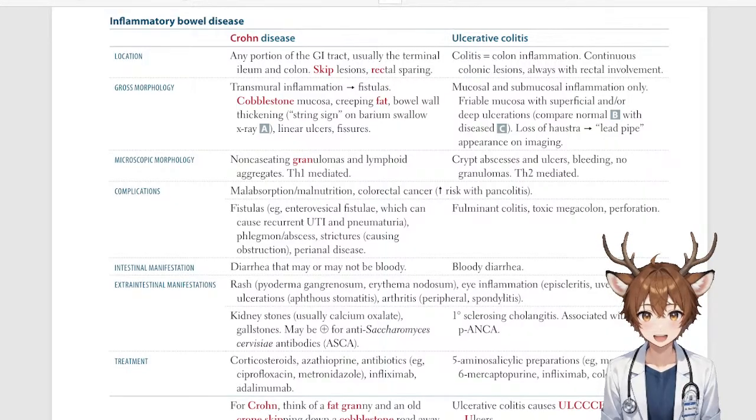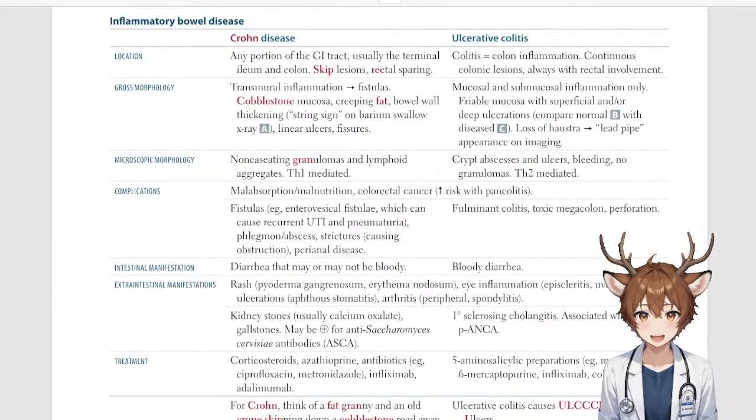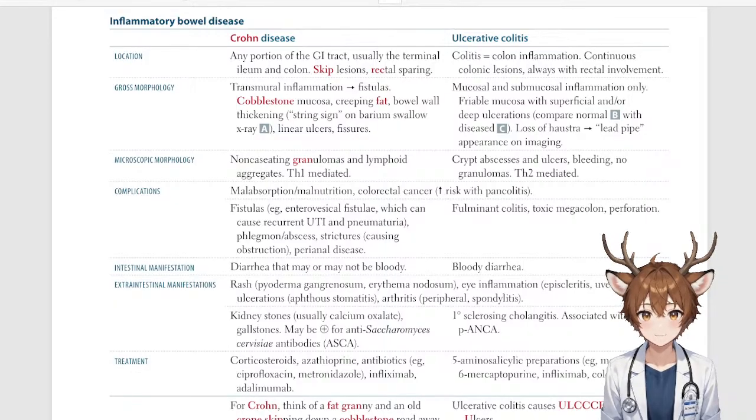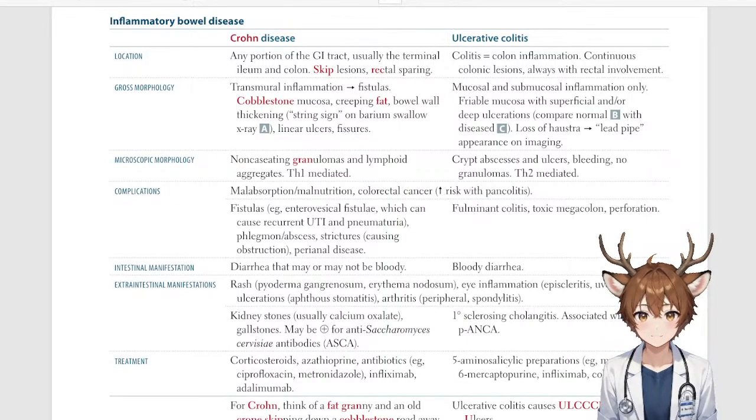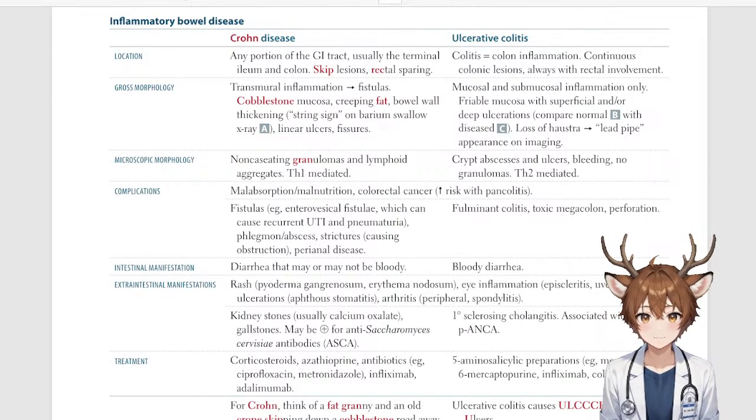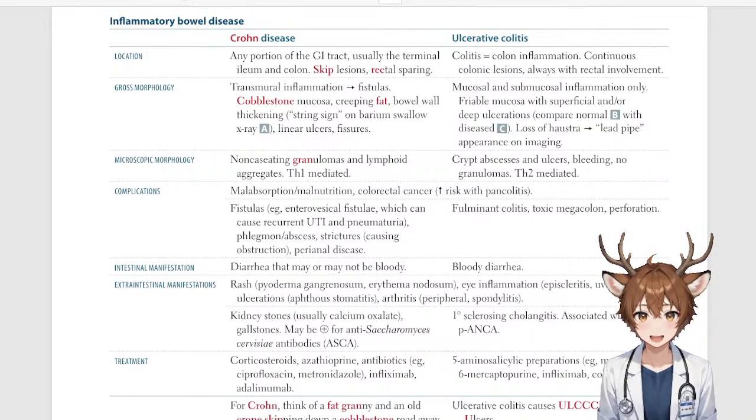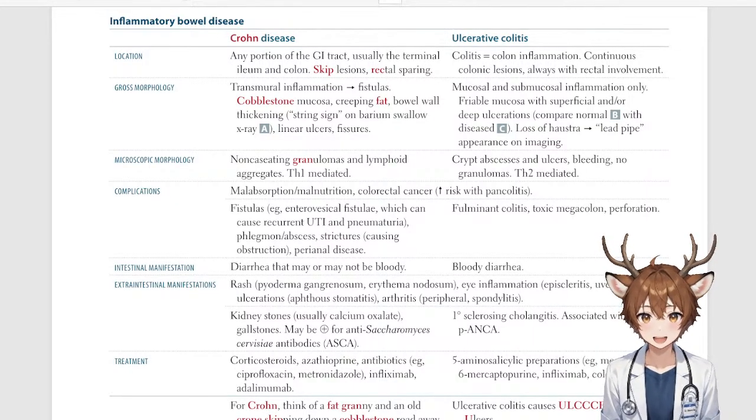How do you treat Crohn's? Glucocorticoids, azathioprine, antibiotics, for example, ciprofloxacin, metronidazole, biologics like infliximab and adalimumab. Disease activity. This part's shared with UC. Fecal calprotectin used to monitor activity and distinguish from non-inflammatory diseases like irritable bowel.